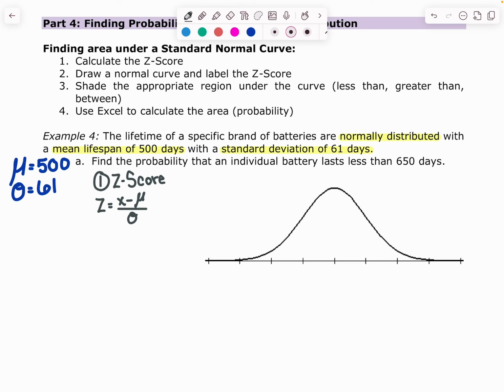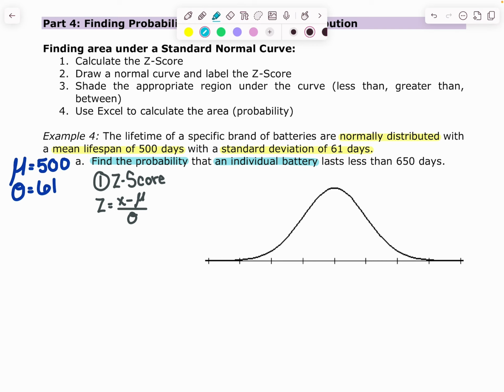Okay, so the actual problem we have to find now: find the probability that an individual battery lasts less than 650 days. So now in this problem, the first important thing is find the probability. Obviously, that's what we're doing. You don't know how to do anything else yet, but you will eventually know how to do other things. That is what we're being asked to do.